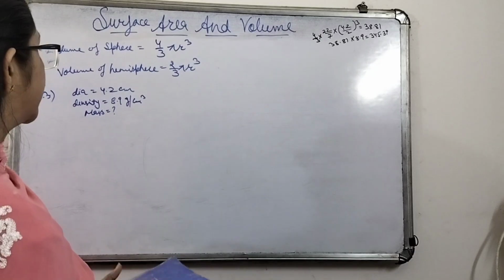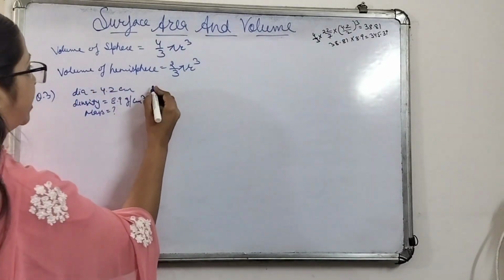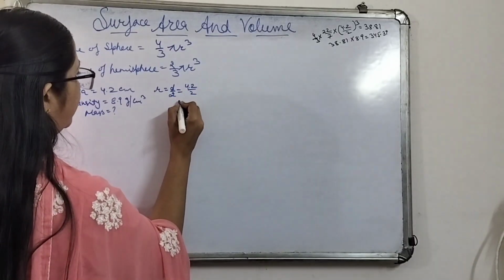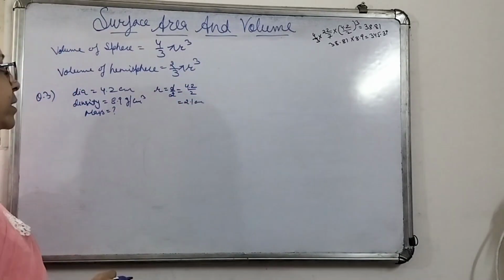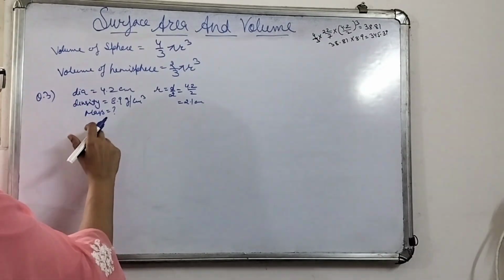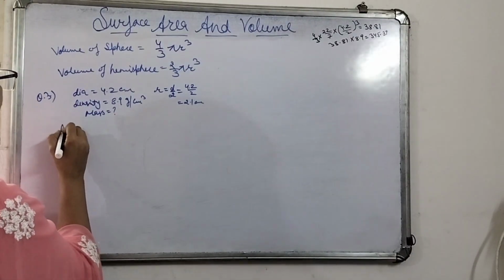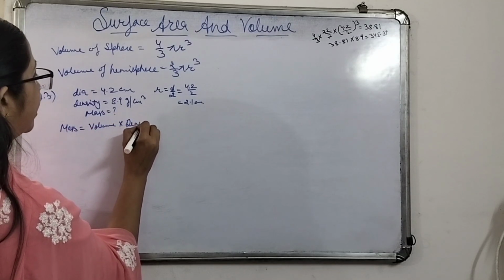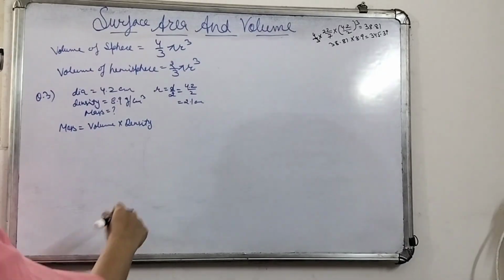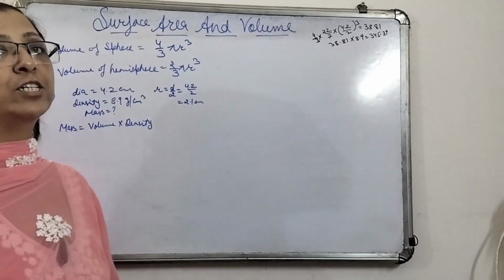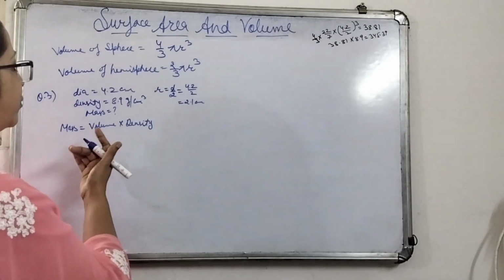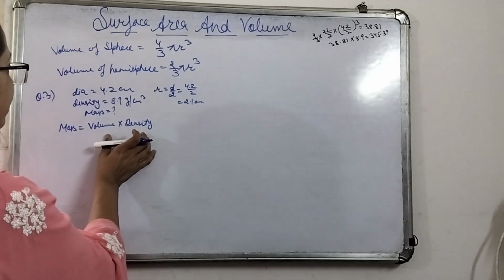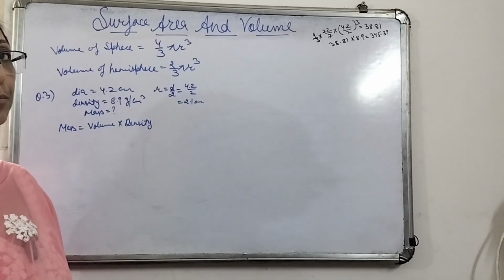Now see, density is given to us, diameter is given, that means we can find the radius also. Radius will be diameter divided by 2, that is 4.2 divided by 2, or we can say 2.1 centimeter will be the radius of the metallic ball. Now density is given and we have to find the mass. We know that the formula for finding mass is volume multiplied by density. If we multiply the volume by its density, we will get the mass of the metallic ball. So what we need to find is the volume of the metallic ball. We already have the density of the metal, and once we multiply these two, we will get the mass of the metallic ball.